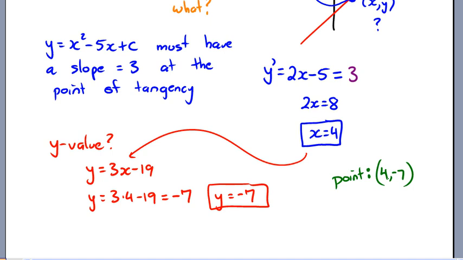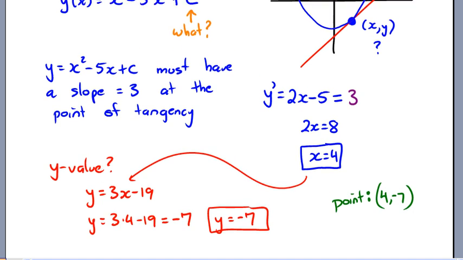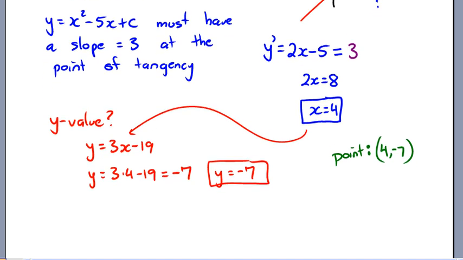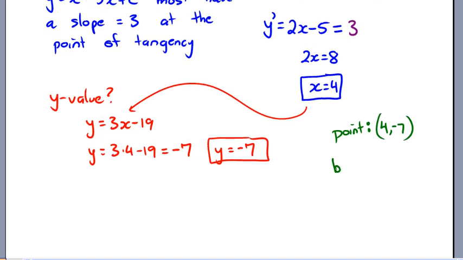That point is not only on the red tangent line that I've drawn, but it's also on the parabola. I'm going to use that as my boundary value. And by boundary value, I just mean the little bit of information that I can use to find out what the C is.